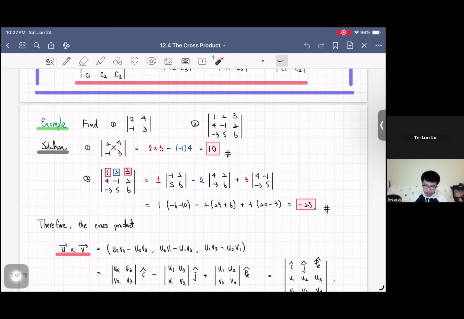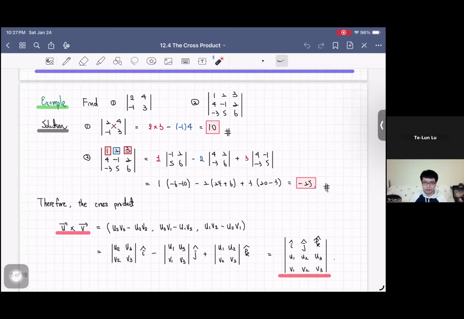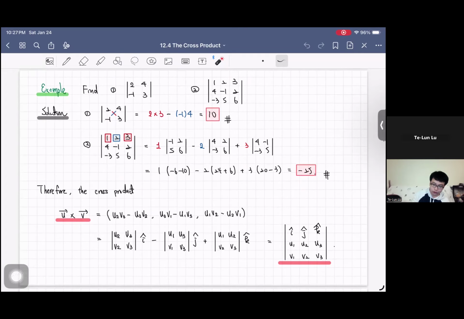All right. Now, how will that help us? So let us recall the definition for U cross V, the cross product. You have U2V3 minus U3V2, which can be written this way, right? U2V3 minus U3V2. And that is the x coordinate. So you have I as the 1, 0, 0. If you guys remember that from the first video, 12.1.